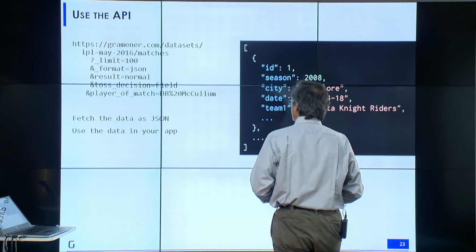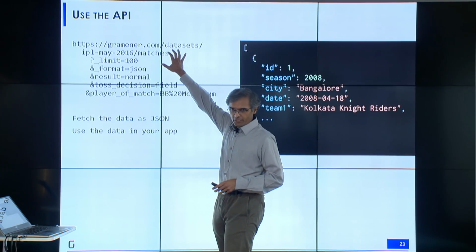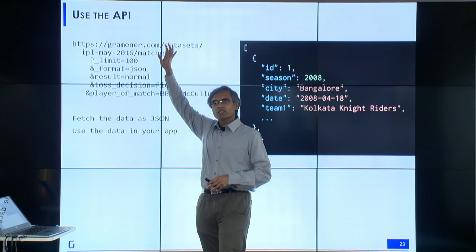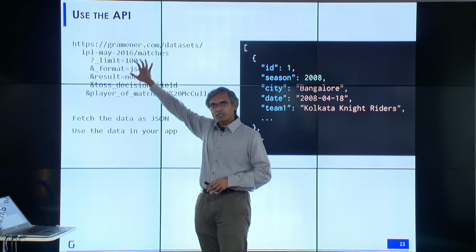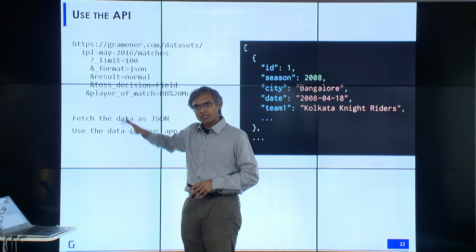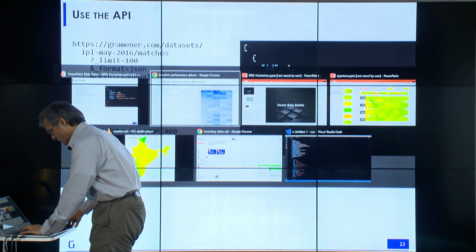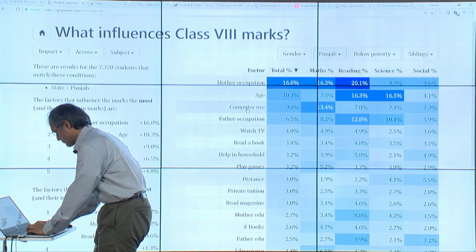The way the API works is you will be given an endpoint, which is gramener.com/datasets, in which the data is available in the form of a URL that you can construct programmatically. But before I show you the programmatic construction, let me quickly show you what the interface looks like.